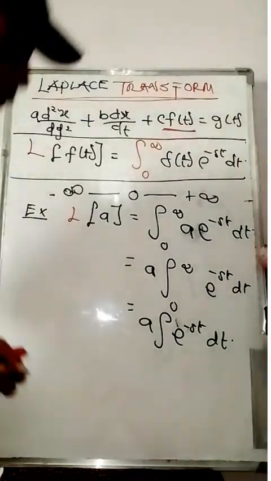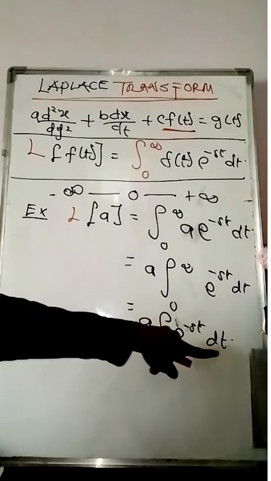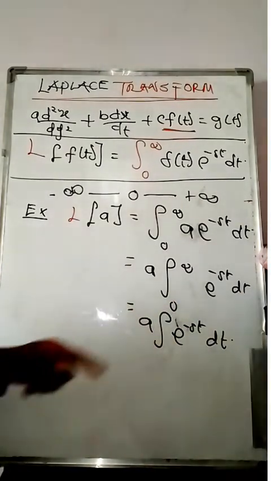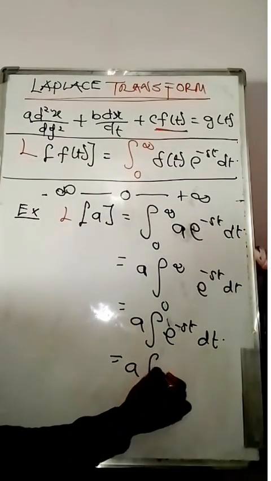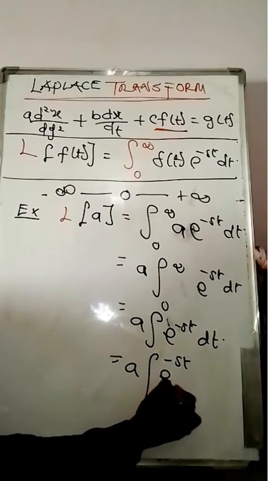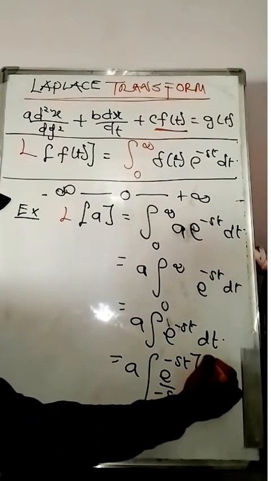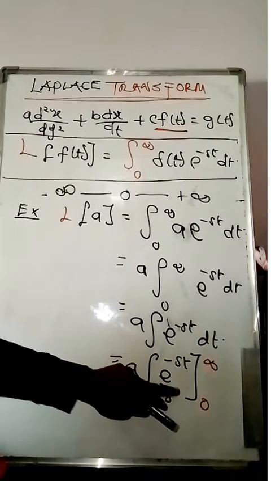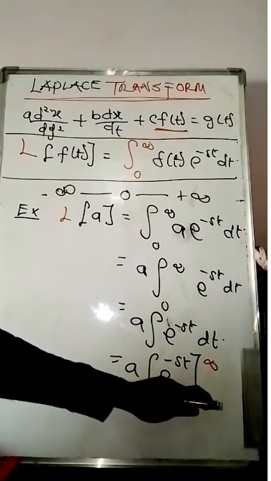So we're going to be integrating this: exponential minus st with respect to t, right? Remember, we're integrating it with respect to t. So this is going to be given as a times exponential minus st divided by minus s, right? Then taking our limit from 0 to infinity. So this is a exponential of minus st dt. We've successfully integrated, and we're going to be applying our limit.